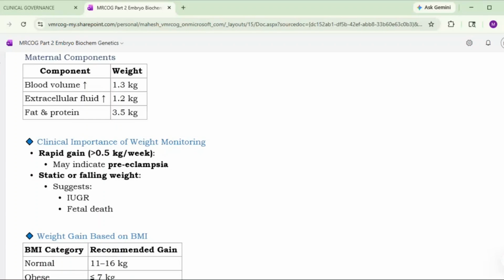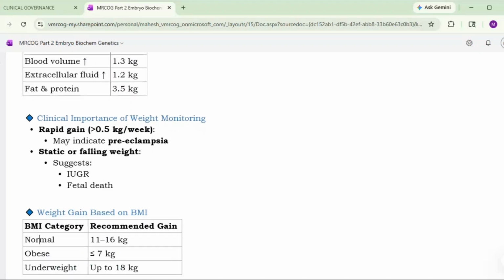Rapid weight gain may be the indicator of the onset of preeclampsia. Normally we expect up to 0.5 kg per week. If it is more than 0.5 kg per week, we may think about preeclampsia. If it is static or falling weight, then it will suggest IUGR, fetal death, etc.